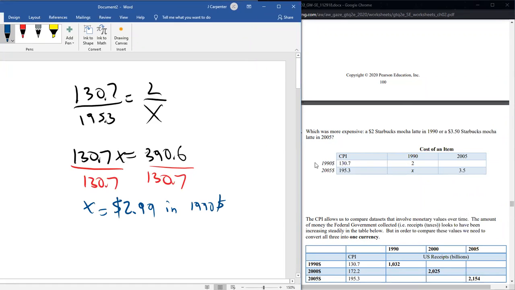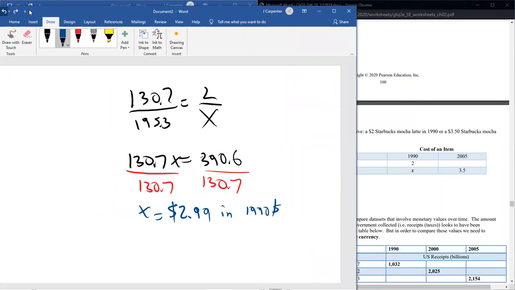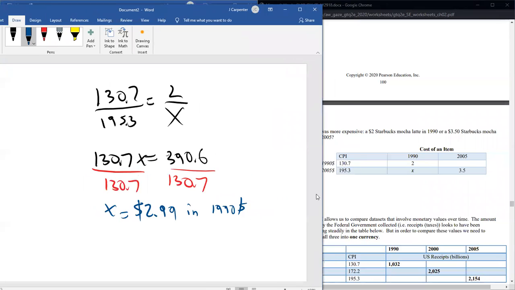Currency. When they write things this way, this 1990 and a dollar symbol, that's saying in the currency of 1990, the 1990 dollar. So the X is $2.99. So we just turned the $3.50 latte from 2005. We said, well, what would this cost if we bought it with 1990 dollars? It would cost us $2.99.